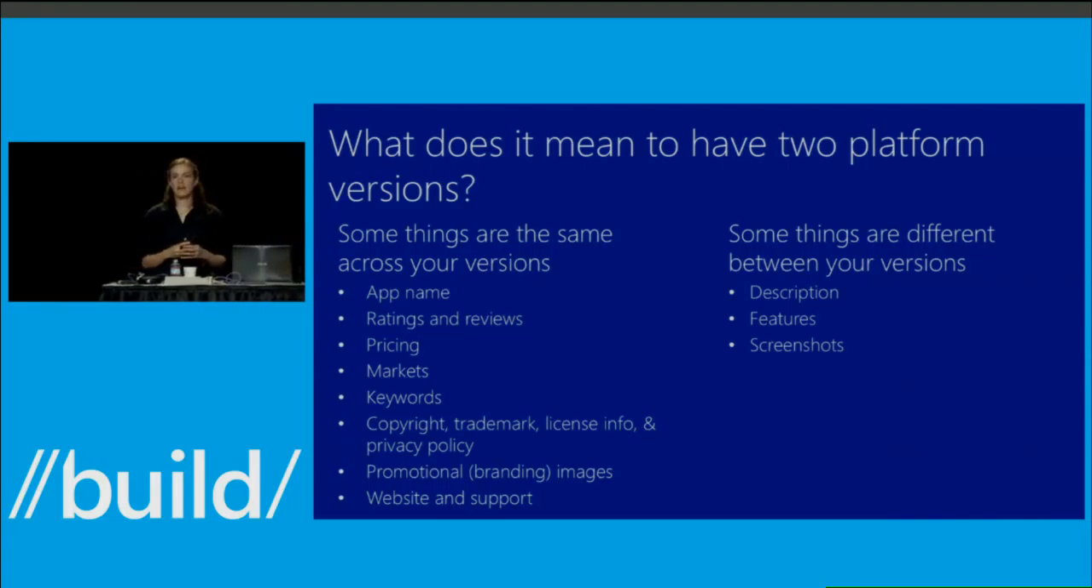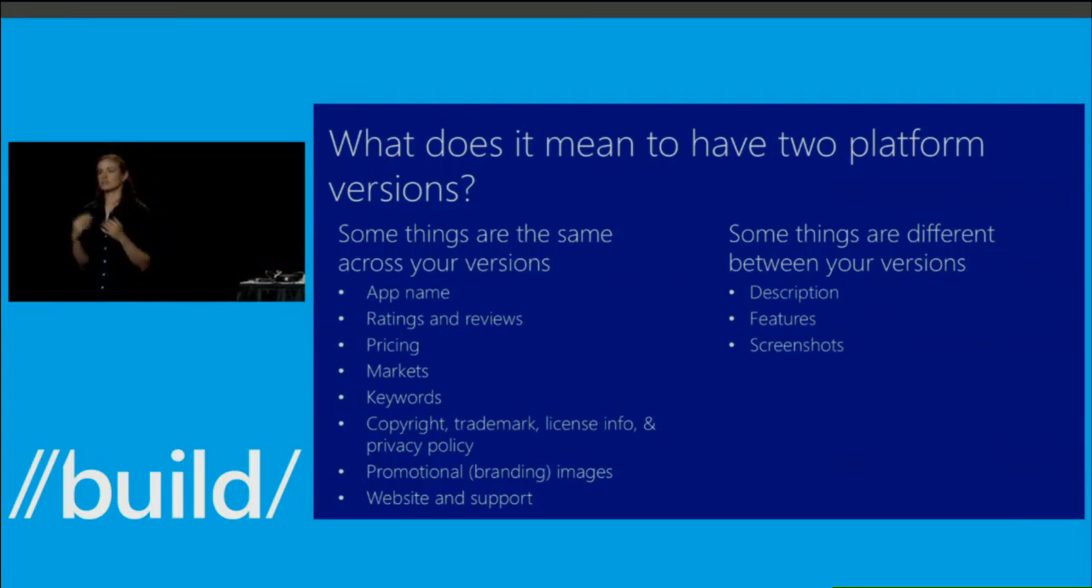So now back to having two versions of your application, 8 and 8.1. When you get to the place where you want to submit to the store, you need to think about what it means to have those two applications targeting two different versions. If you've already submitted your Windows 8 app to the store, you've already filled in all of those properties. When you submit your Windows 8.1 app to the store, most of them will be shared across your Windows 8 and Windows 8.1 version. And those are all of the properties on the left. Your app name, and most importantly, your ratings and reviews are single properties across your 8 and 8.1 app versions.